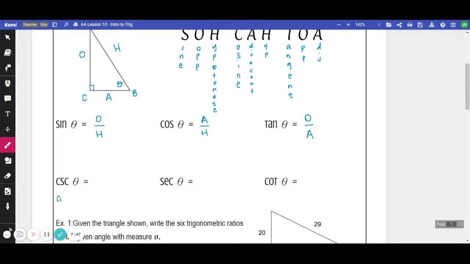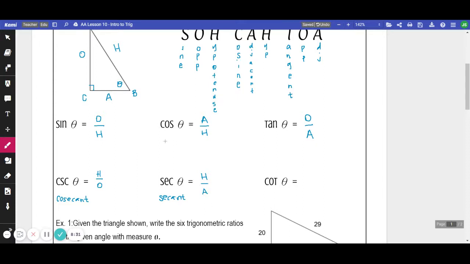CSC stands for cosecant. I don't know, I should research where these names came from because I frankly don't know. Cosecant is the reciprocal of sine. Reciprocal, remember, means you flip a fraction. So sine is opposite over hypotenuse. Cosecant is the reciprocal. So you flip it and get hypotenuse over opposite. SEC stands for just secant. Secant is the reciprocal of cosine. So instead of adjacent over hypotenuse, it's hypotenuse over adjacent.